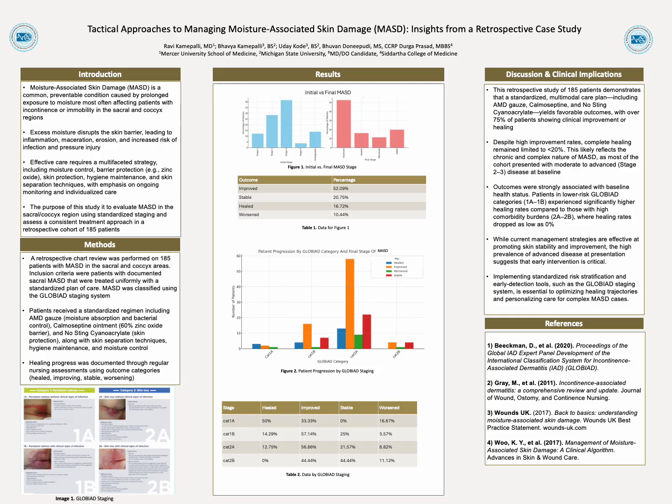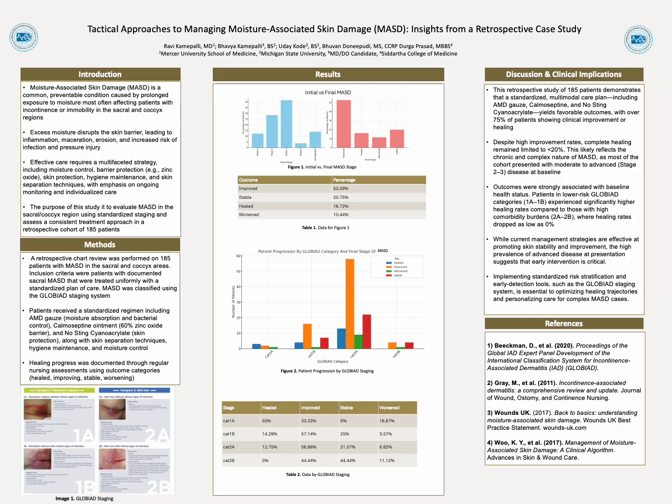So moving into our results, the data reveals a high baseline severity in our patient population. If you look at figure 1, you will see that the majority of patients presented at stage 2 and stage 3 MASD, which indicates that significant skin damage had already occurred before intervention began, suggesting a systemic delay in early stage diagnosis. The overall impact of our standardized care protocol was highly encouraging.